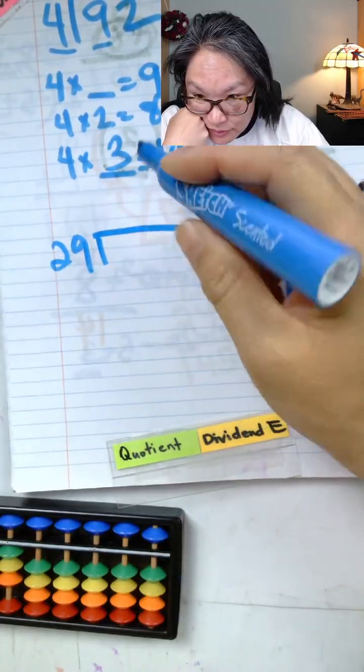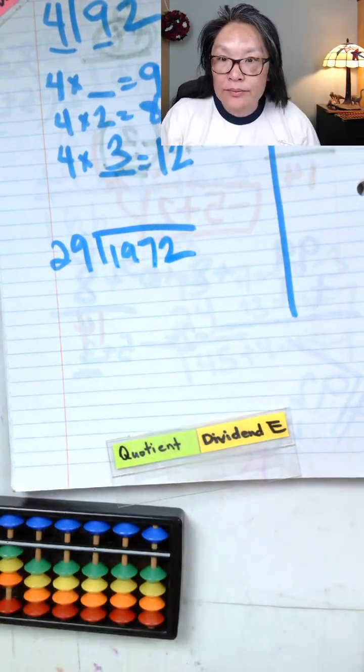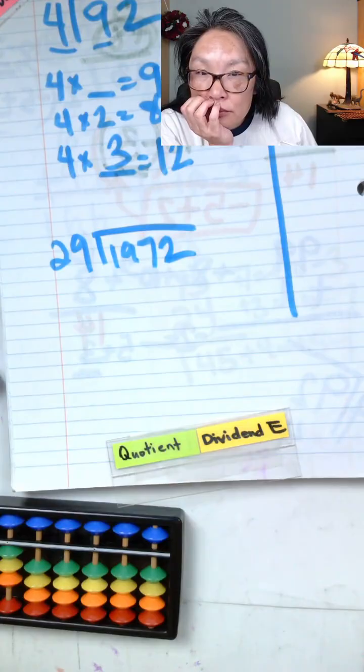29 divided by 1972. Let's see how tired I am.